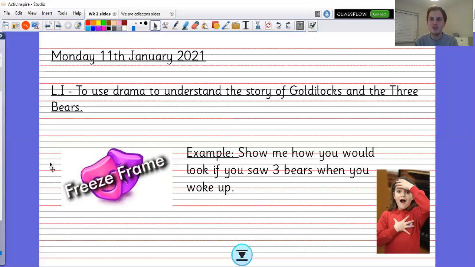Okay, those are some great reactions. You could be going like this. You could be trying to get it off your tongue. Or you might be feeling a little bit ill. Superb. Okay, now I want you to imagine that you are one of the bears, and I want you to show me how you would react when you saw Goldilocks in your bed.